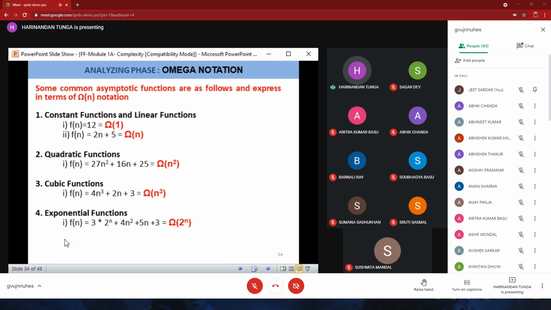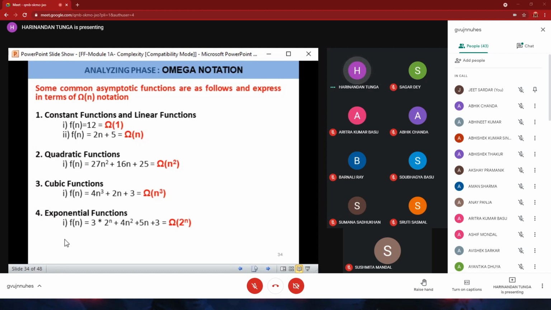Some common asymptotic functions are shown in this slide. The first ones are the constant function and the linear function. Number one, f(n) equals 12 equals big omega of 1. And what is the value of c? We will prove it: c is 12, 12 is greater than or equal to 12 into 1. So g(n) is 1 and c is 12. The constant is 12.